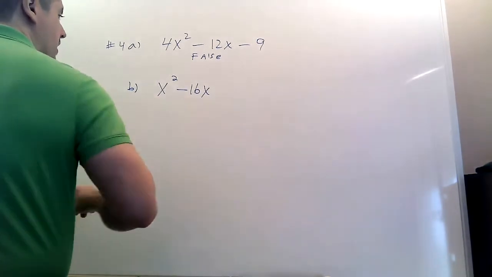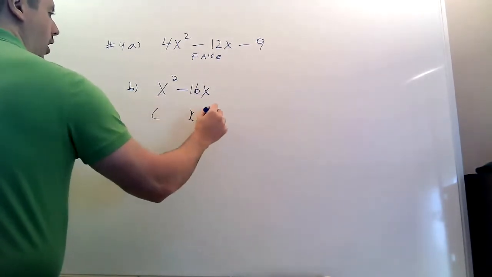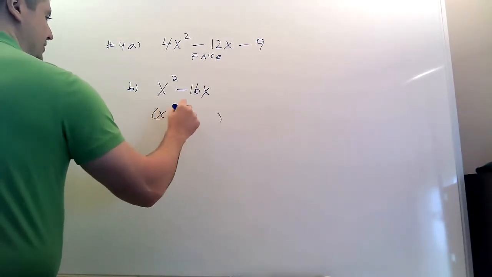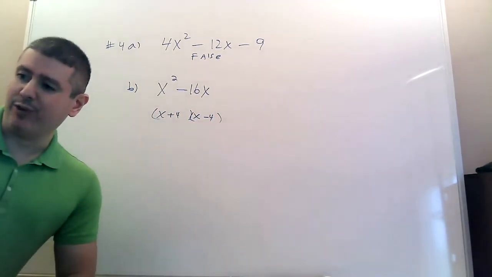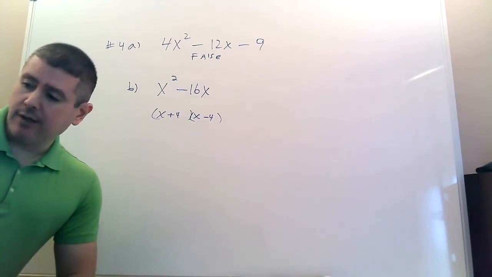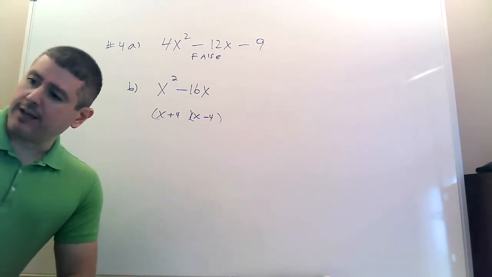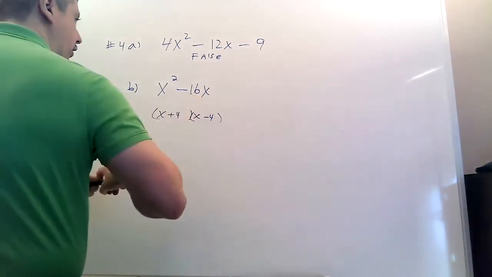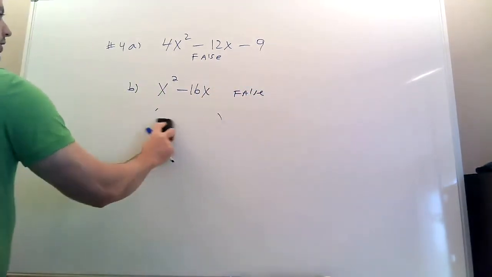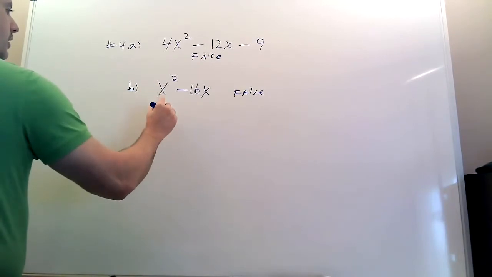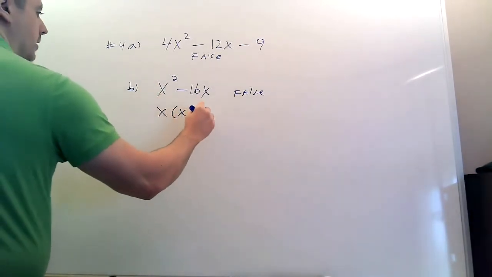Now this one, difference of perfect squares. You'd say, oh man, I got this all day. This is true. It's true. It is a difference of squares. No, it's not, because 4 times 4 is not 16x. 4 times 4 is 16, but not 16x. This is false also. What type is it? It is the greatest common factor. They have an x in common.